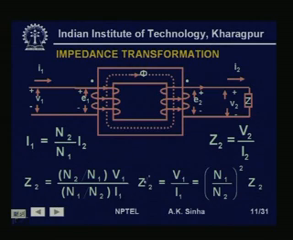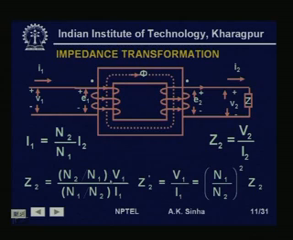Therefore, we can write that Z2 dash, which is the impedance as seen from this side. Impedance seen from this side will be equal to how much? V1 by I1. So, Z2 dash is equal to V1 by I1, and this will be equal to how much?